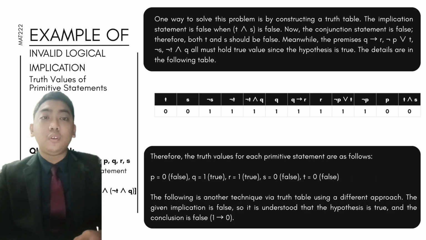Therefore, the truth value for each primitive statement is as follows. P is 0, that is false. Q is 1, that is true. R is 1, that is true. S is 0, that is false. And lastly, T is 0, that is false.